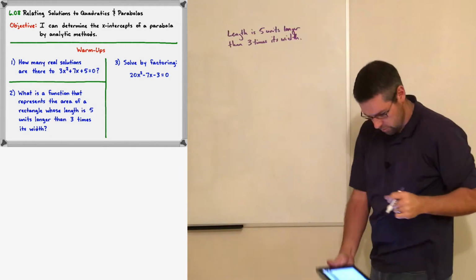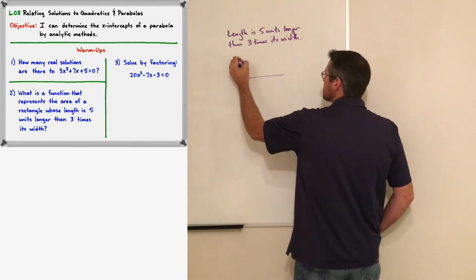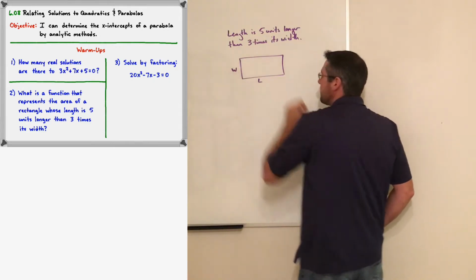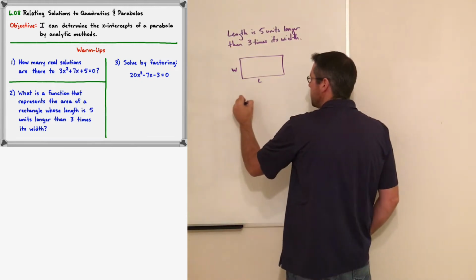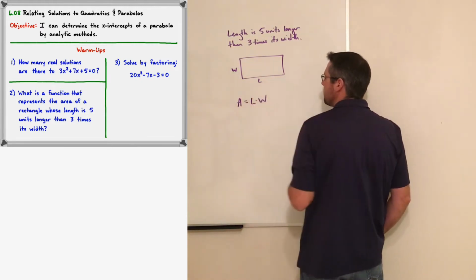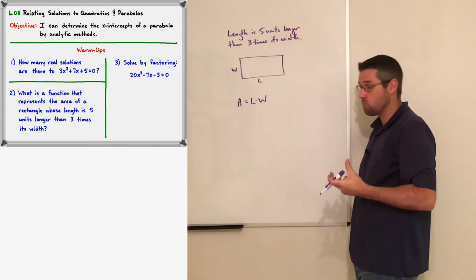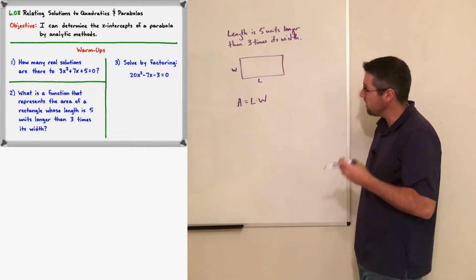5 units longer than 3 times its width. So we have a rectangle, and we have the length and the width, and we are looking for the area of this guy. Now remember, the area is equal to length times width. Well, we want to get a function that represents that in respect to one variable.